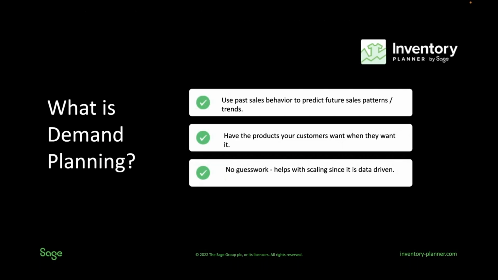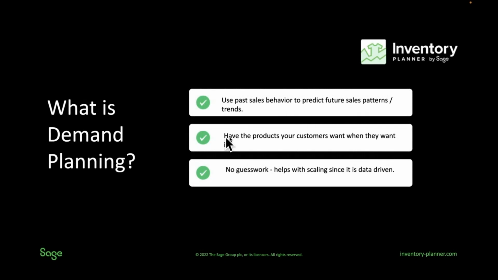Let's talk about what demand planning is, because that's really what Inventory Planner by Sage is at its core. So really it's using past sales behavior and future assumptions to predict future sales patterns and trends. It's as simple as that. Taking all your historical data, which I'm sure you have today, what sold, when it sold, who you sold it to, where it sold out of? Maybe you make a few future assumptions and you use that information to predict future sales patterns and trends. That's the idea of demand planning.